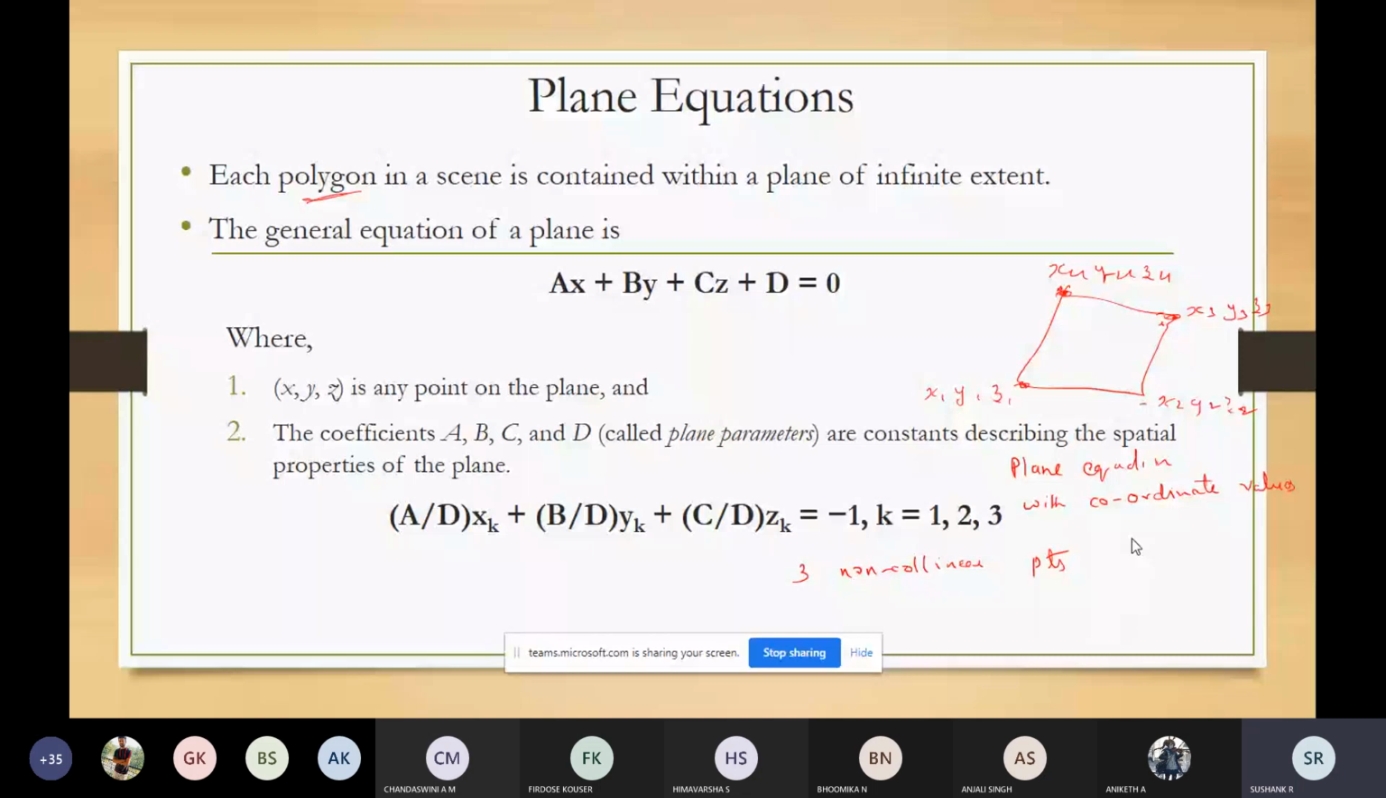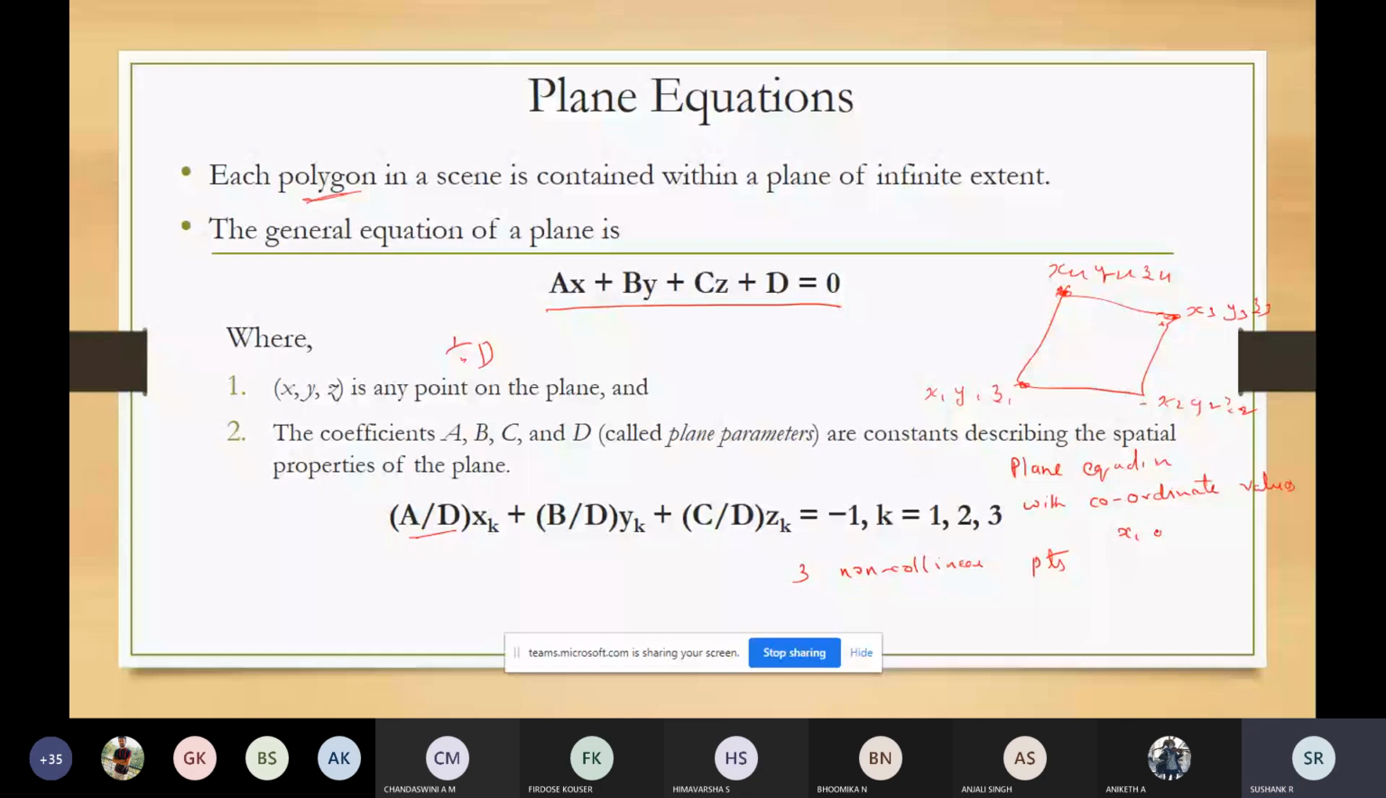In order to do that, first we will divide this equation by d. We get a by d x, b by d y, c by d z. So in order to obtain the values of a, b, c, d, we need to solve the plane equations using the coordinate values of three non-collinear points. We will assume the three non-collinear points as x1, y1, z1, x2, y2, z2, x3, y3, z3.